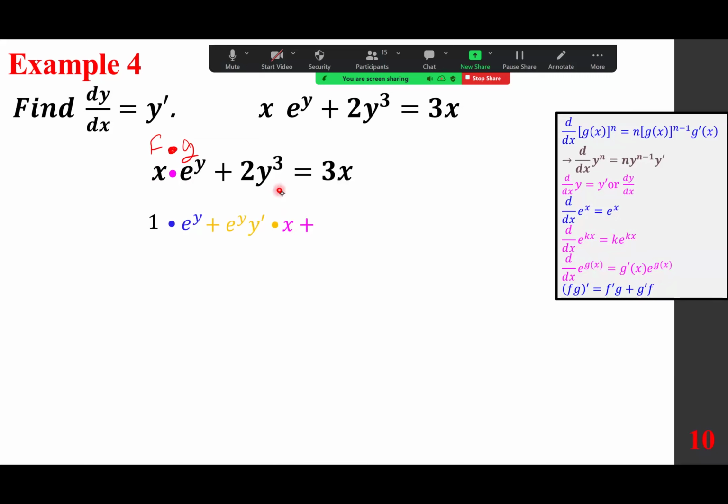To take the derivative of 2y cubed, again, I remind you of the extended power rule. The derivative of g of x to the power of n is n, g of x to the power of n minus 1, g prime. So d dx of y to the power of n is n, y to the power of n minus 1, y prime. So this becomes 2 times 3y squared y prime, meaning 6y squared y prime, and 3x is, of course, 3, done with calculus.